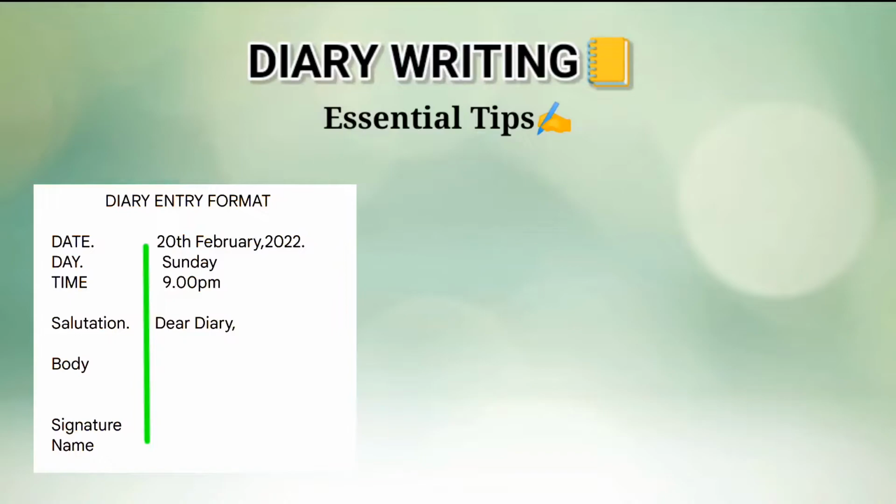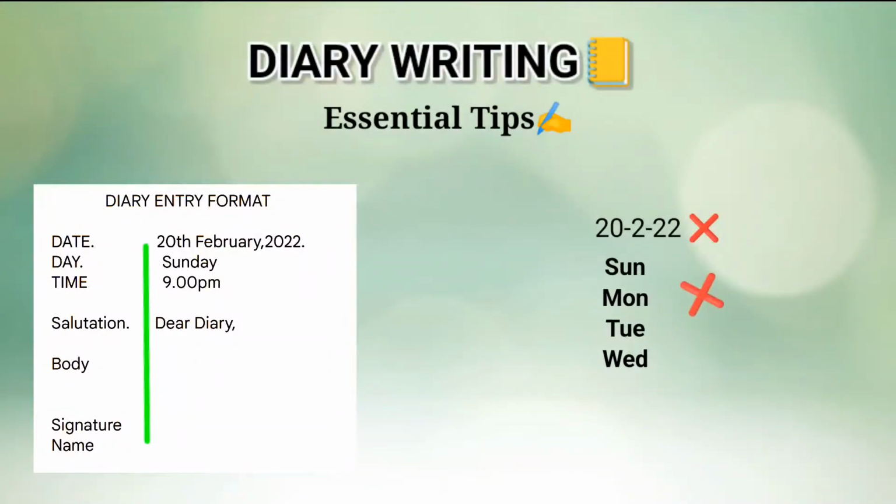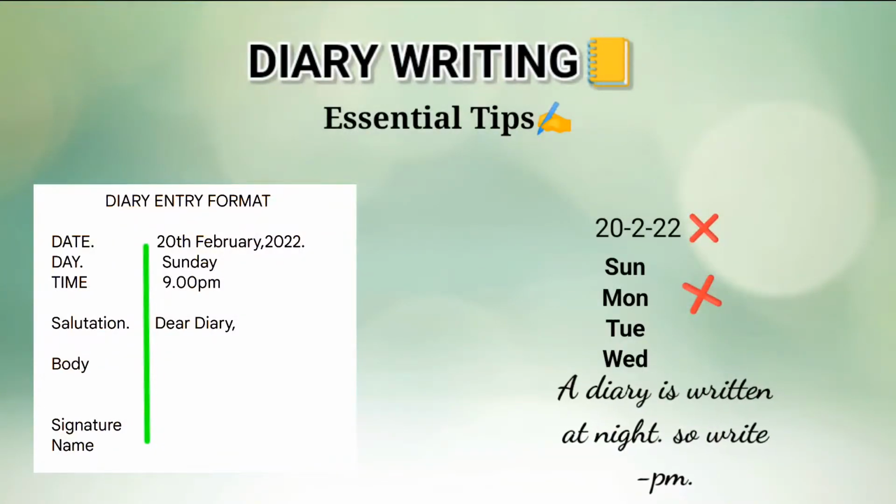First, on the top left corner of the page, write date, day and time. Remember to start with DDT. Date should be written in full, like 20th February 2022. And day should be written in full, Sunday, no short forms. Time: remember, a diary is written at night, so write PM, like 9 PM.